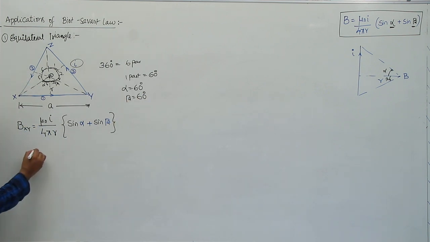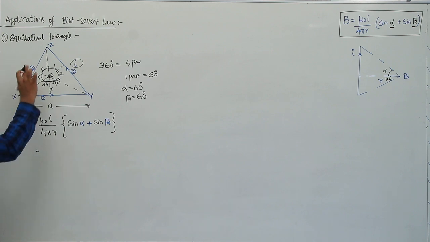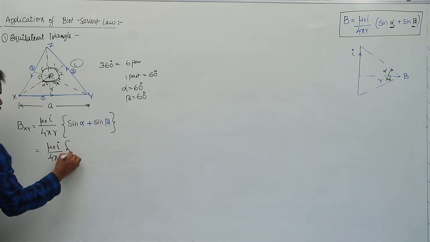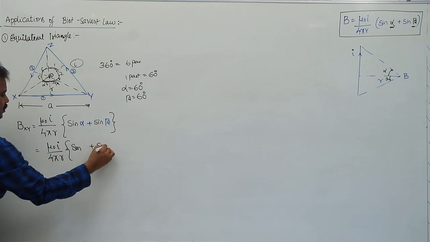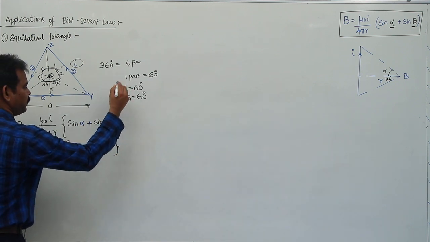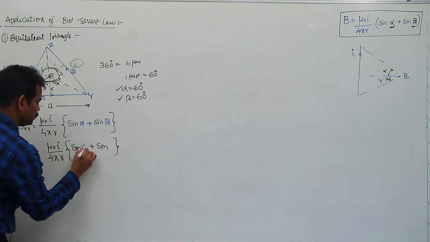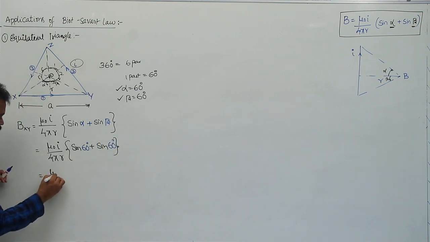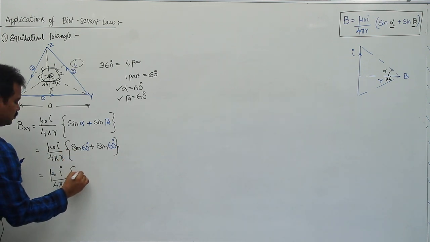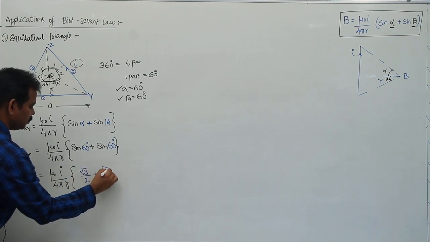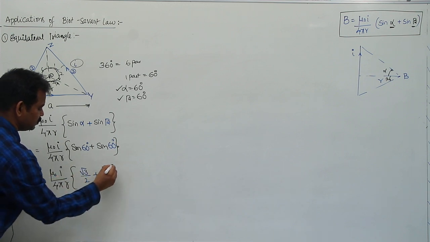So I can substitute this value here. The magnetic field due to the XY side of this equilateral triangle is given by mu naught I by 4 pi r, sine 60 plus sine 60. I am going to substitute alpha as 60 and beta as 60. Now I can write this as mu naught I by 4 pi r, and sine 60 is equal to root 3 by 2, plus root 3 by 2. So these are the two values.